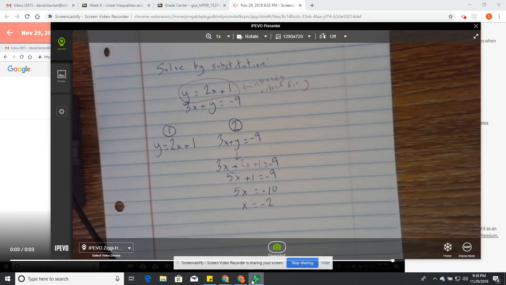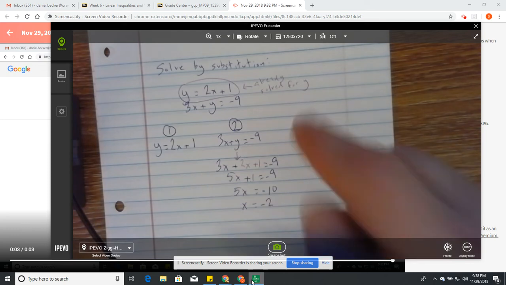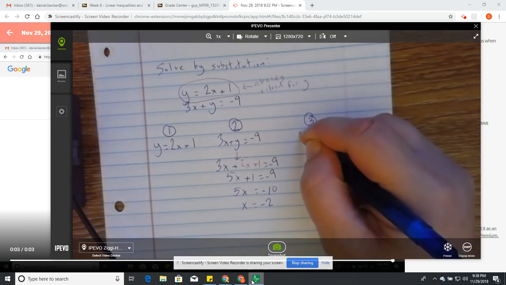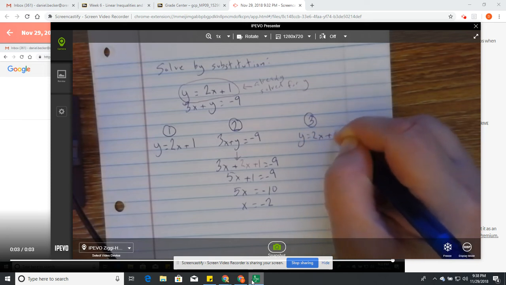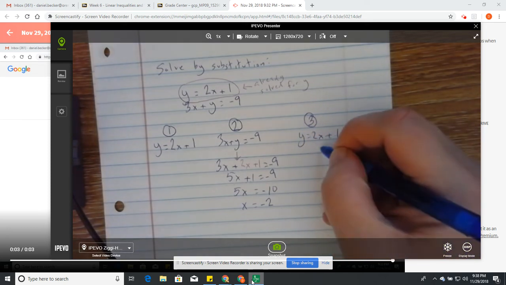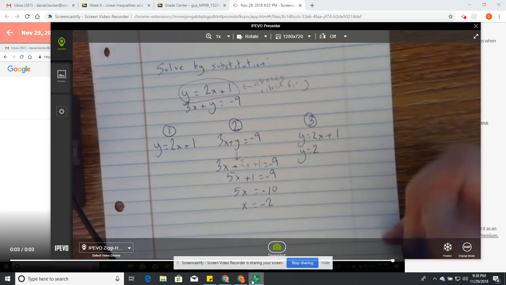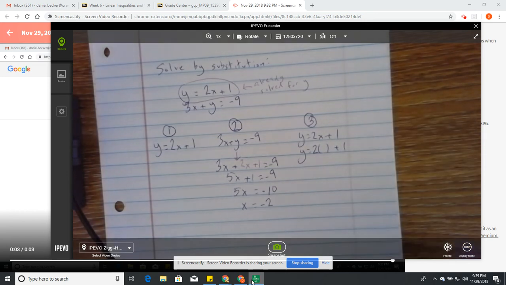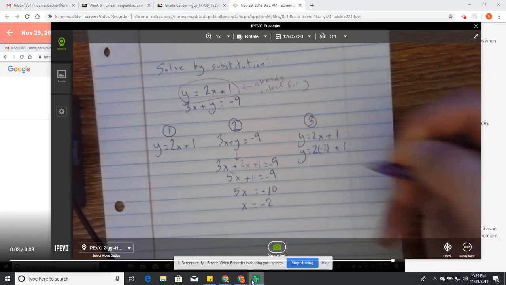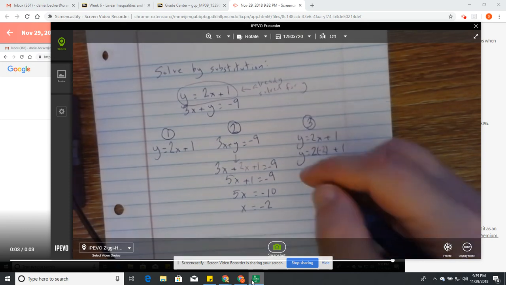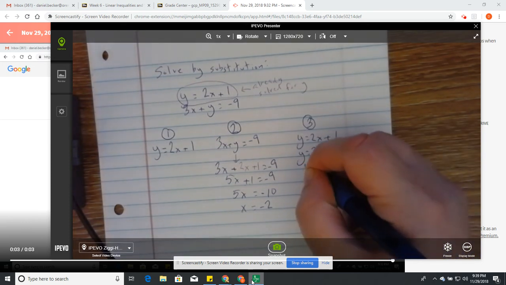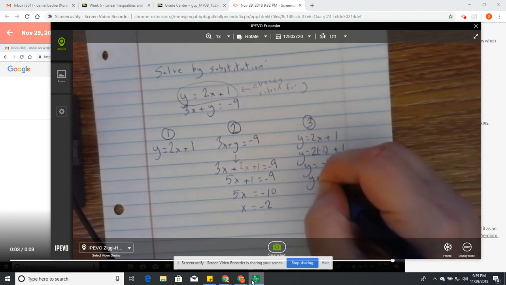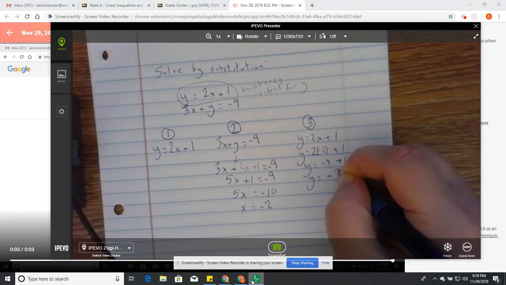Step 3 is now we're going to go back and use that other equation and figure out what y is. Because now we know x is -2, which means that we're going to substitute in -2 for x. So y equals 2 times -2 plus 1. So that means y equals -4 plus 1, which means that y equals -3.